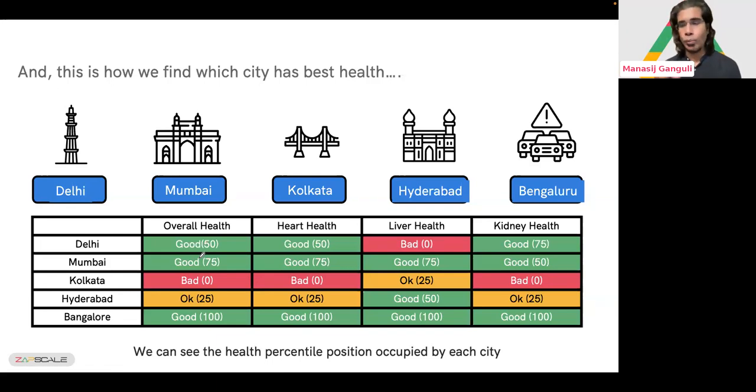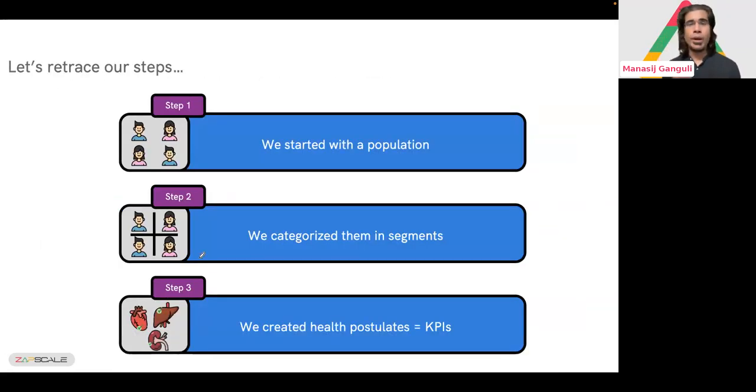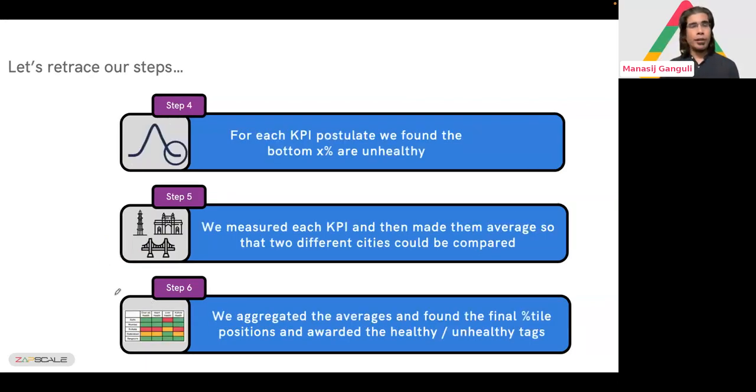This is nothing new, but I wanted to put it together because this builds our context for the next phase of our discussion. So let's just retrace our steps in a moment. We started with the population. We categorized them into segments of men and women and various age groups. Then we decided that there are certain KPIs which are postulates for health. Then we measured every KPI and found out that the bottom percentiles are basically the sick ones. Then we took one representative from each city, who is the statistical average of that city's health, and then we aggregated that to get to the eventual overall health.